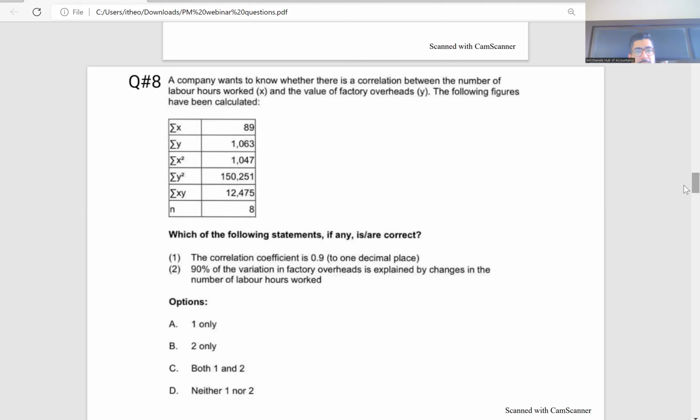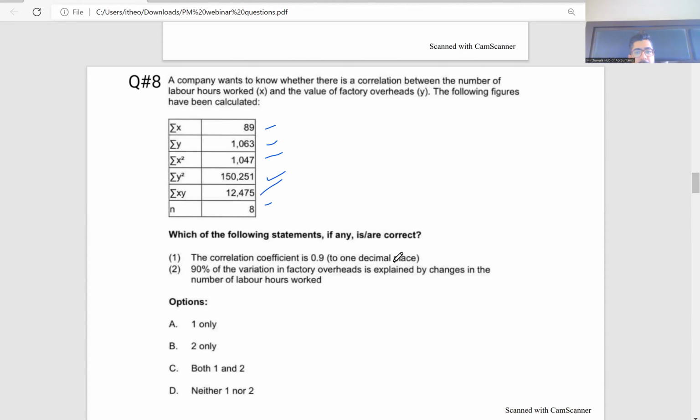Question number 8 is a very easy question. A company wants to know whether there is a correlation between number of hours worked and value of factory overheads. Following figures have been calculated: summation x, summation y, summation x square, summation y square, summation xy, and n. Which of the following statements, if any, are correct?